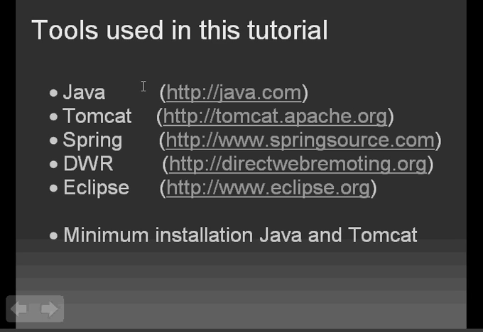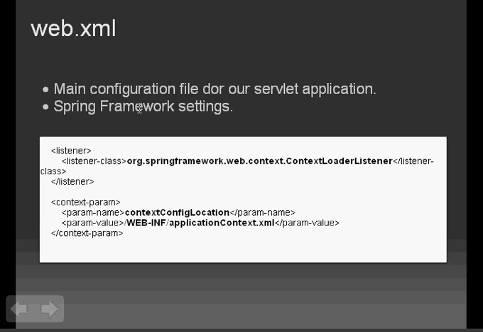To use the examples of this tutorial, you need a minimum of Java and Tomcat installed. As with any servlet application, you need to configure web.xml with, in this example, the context loader listener. That class is the Spring Framework context loader. It will allow your servlet to have access to the Spring services and Spring beans.